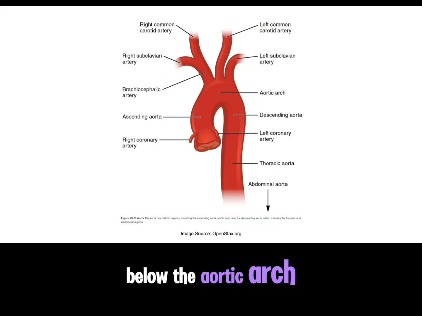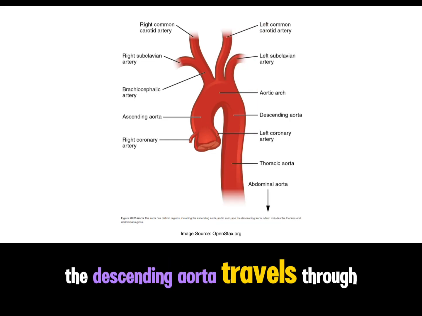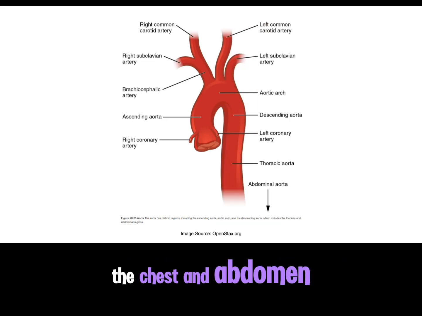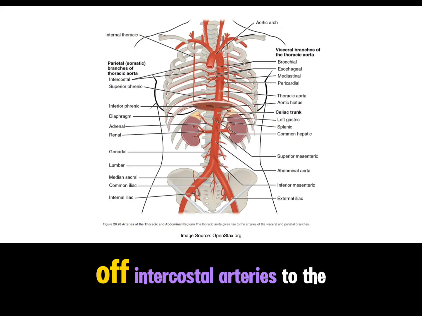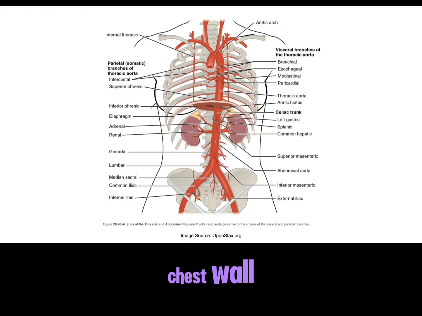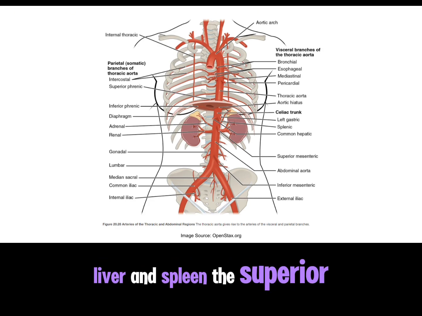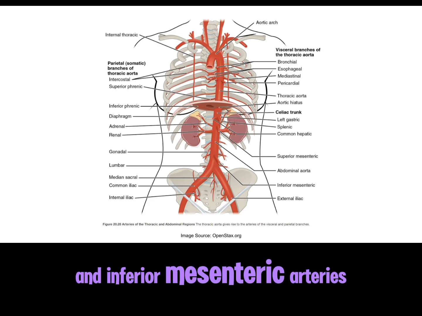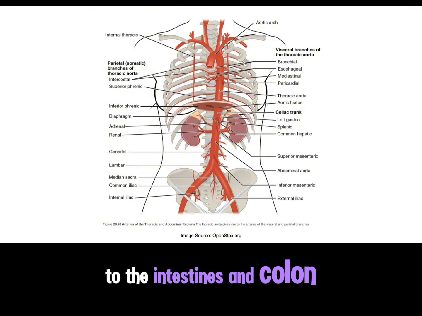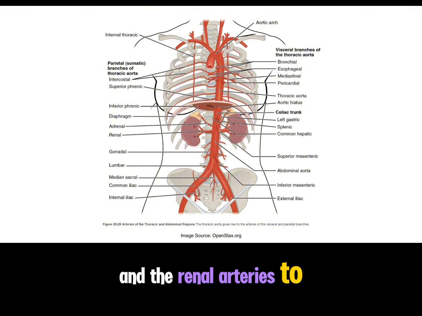Below the aortic arch, the descending aorta travels through the chest and abdomen. Along its path, it sends off intercostal arteries to the chest wall, the celiac trunk to the stomach, liver, and spleen, the superior and inferior mesenteric arteries to the intestines and colon, and the renal arteries to the kidneys.